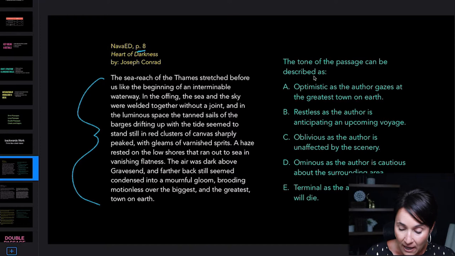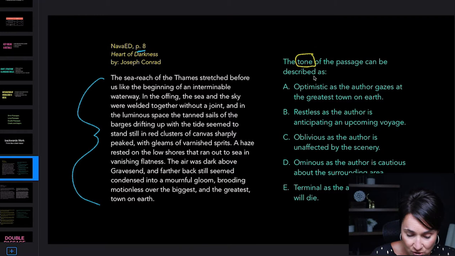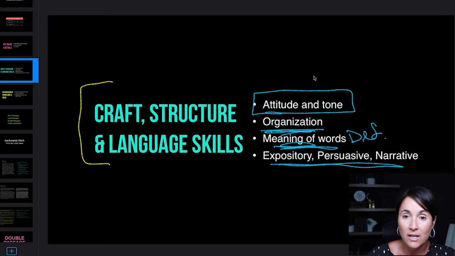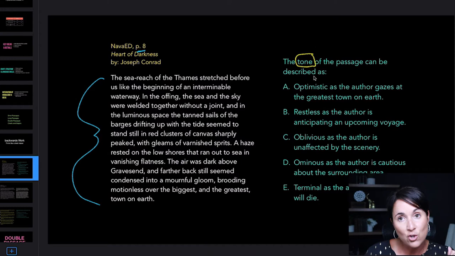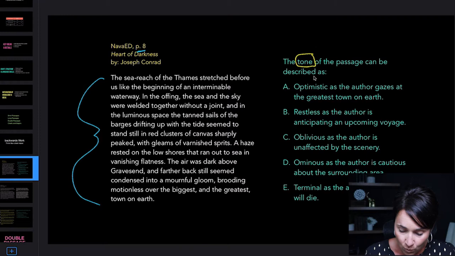And notice this is the tone. It's asking the tone. Now notice in this situation, I'm going to color code my questions based on where they come from. So this comes from craft and structure. So throughout this presentation, you're going to know that this is craft and structure because it's a green teal color. And I do that in this presentation. And you'll get this when this is over. This is a tone question, one right answer. It's craft and structure. You want to be thinking about this.